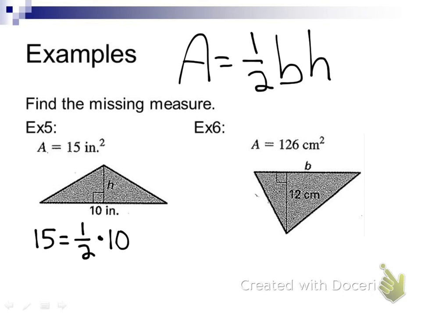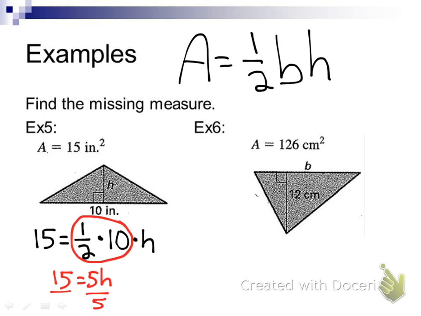10. What's the height? No, H. Very good. The easiest way to do this is to simplify what's going on right here. What is half of 10? 5. So I have 15 equals 5H.